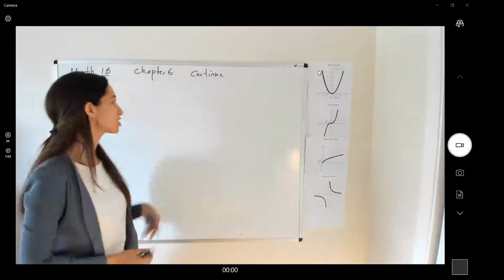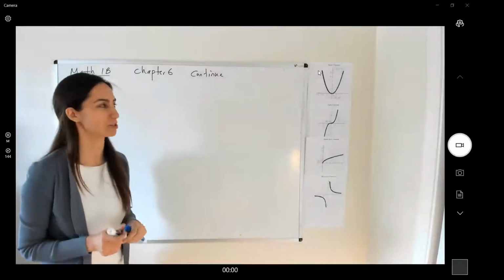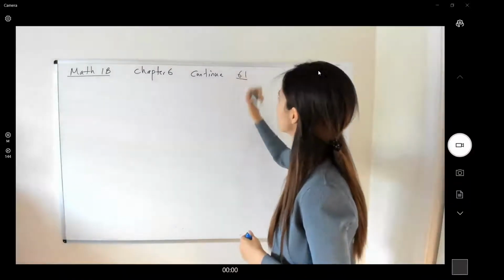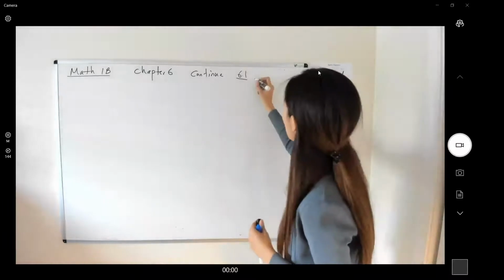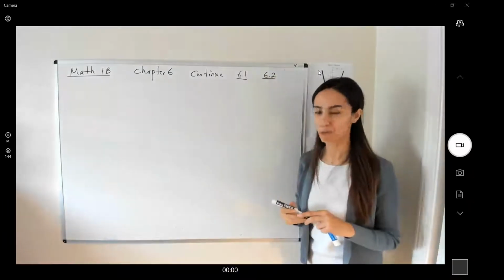Welcome to today's lecture, Math 1B, Chapter 6. We're going to continue Chapter 6. We're done with 6.1. We learned how to find the area between two functions. And now we're going to start 6.2. We're going to talk about volume.